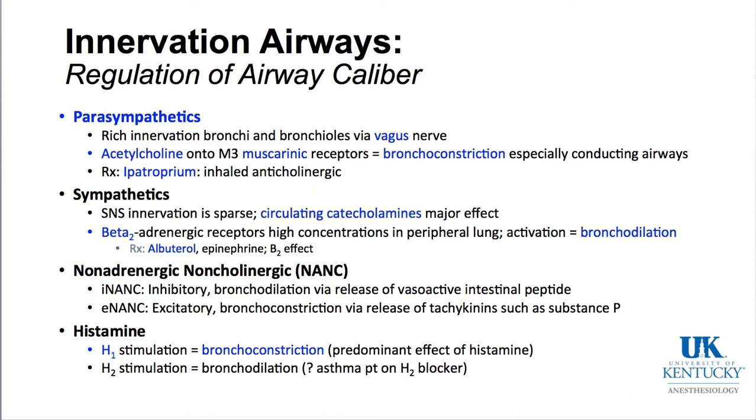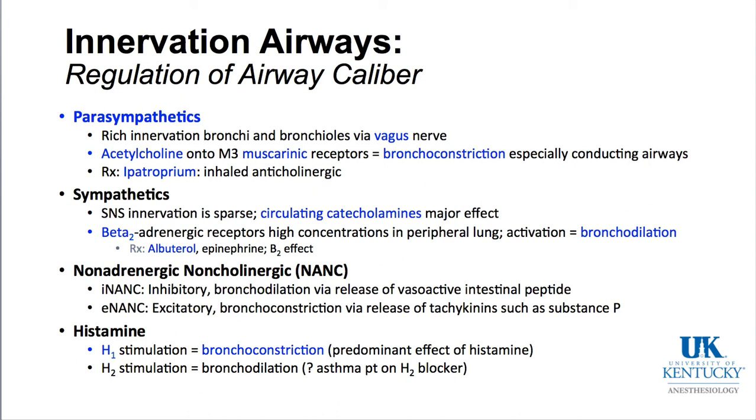Beta-adrenergic receptors can be activated and result in bronchodilation, and they can be activated by inhaled albuterol, for example, intravenous epinephrine, or inhaled epinephrine. There are other methods of bronchodilation or bronchoconstriction, and there's systems that control that. The non-adrenergic, non-cholinergic system is one. For example, vasoactive intestinal peptide causes bronchodilation, and things like tachykinins and substance P cause bronchoconstriction.